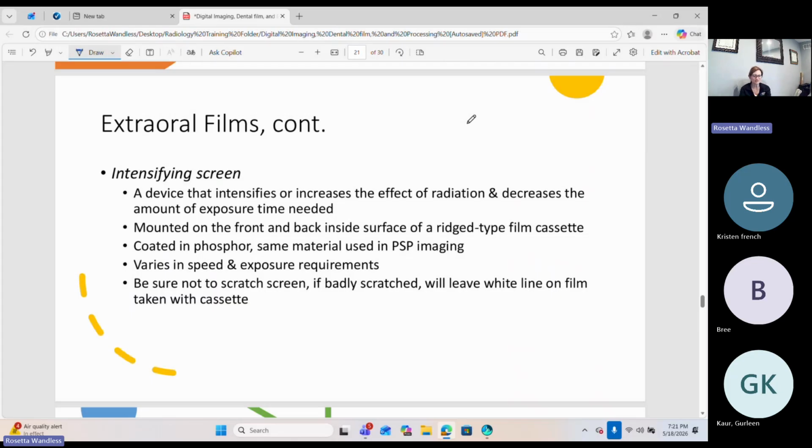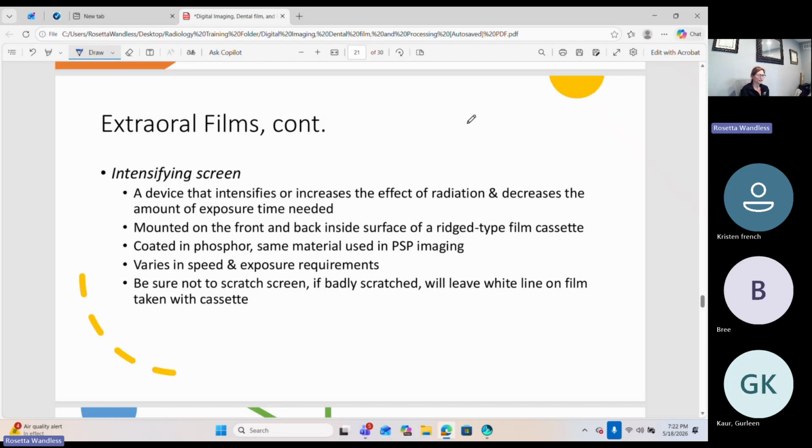The intensifying screen is coated with phosphor. We said that earlier. Phosphor is super sensitive to radiation. That's what makes it intensifying. It also can vary in speed and exposure requirements. So you always have to read what the manufacturer of your machine wants you to use and buy it and use that particular type accordingly. It is not mix and match.